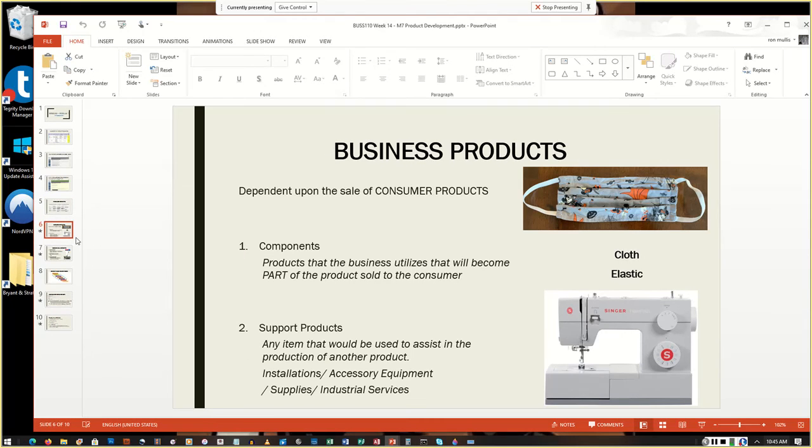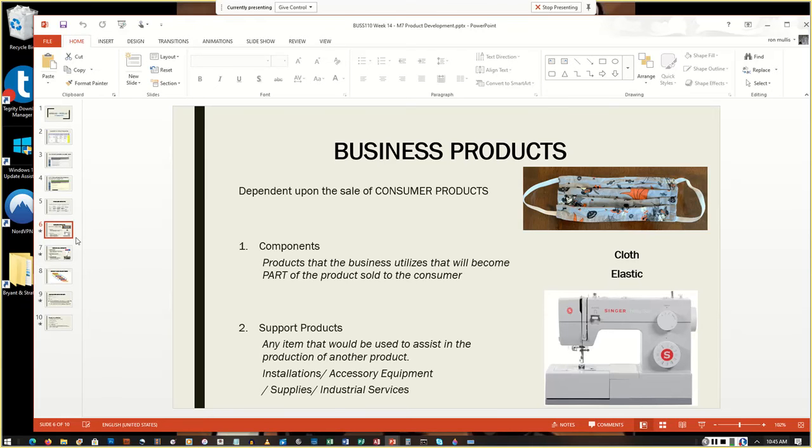Now, business products, on the other hand, are generally dependent on the sale of consumer products. For example, if a clothing brand realizes that consumers are demanding their new line of jeans, which is a consumer product, the business will need to purchase more denim, which is a business product, to keep up with whatever the consumer demand is. Business products have classifications also, and they're broken down into two different categories.